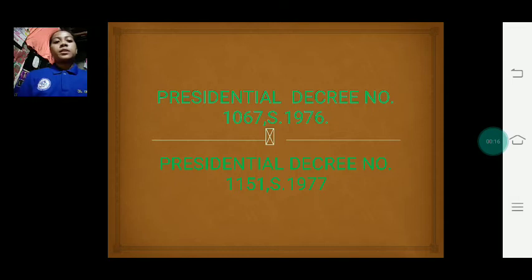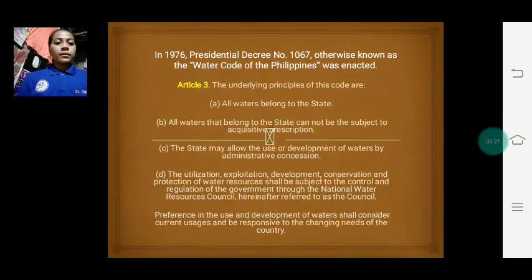The topic is Presidential Decree number 1067 and Presidential Decree number 1151. In 1976, Presidential Decree number 1067, otherwise known as the Water Code of the Philippines, was enacted.